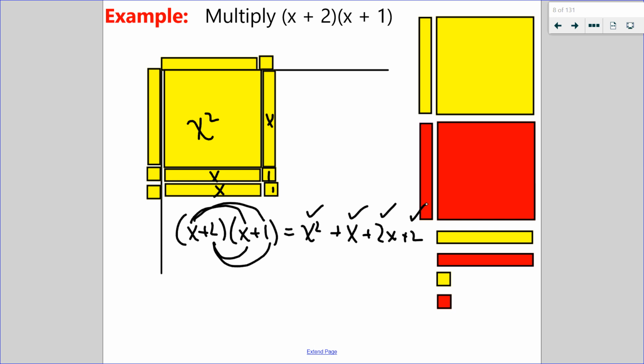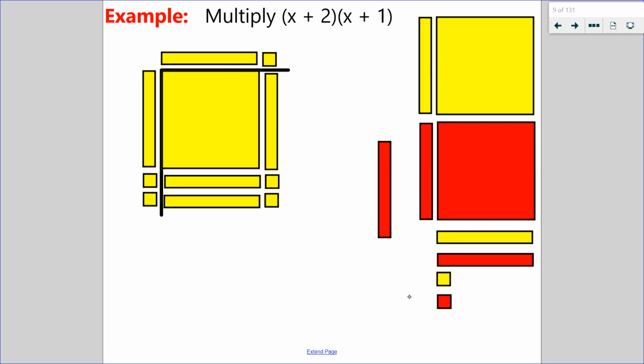And I'm not quite done yet. To tidy this up, I just want to group my like terms in the middle. So if I have an x and I add on 2 more x's, I have 3x plus 2. That's my final answer. So let's look at how to do this without the tiles, again using the distributive property.